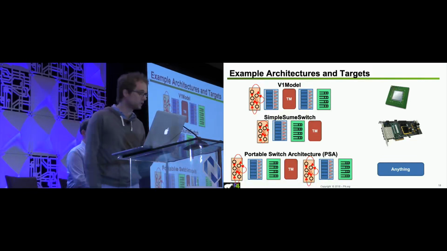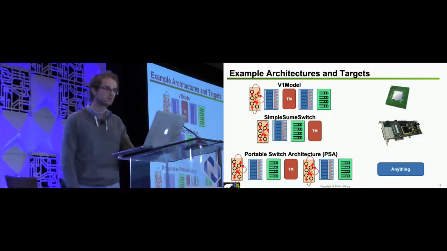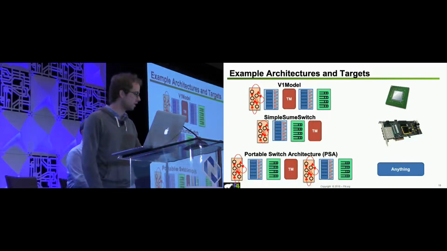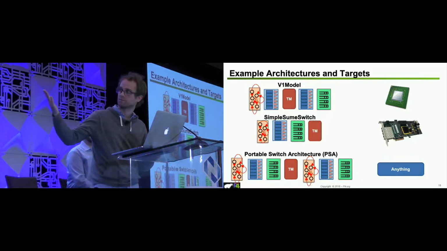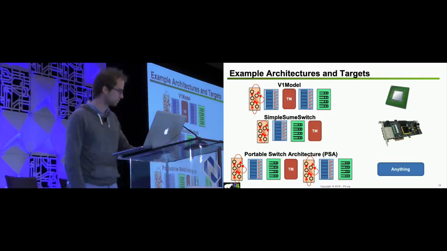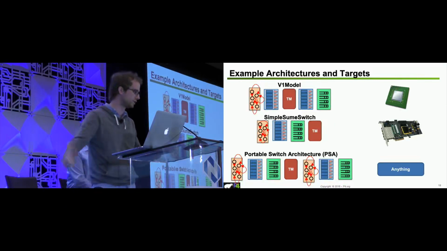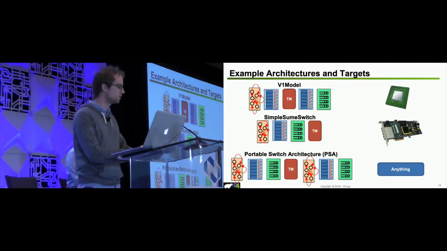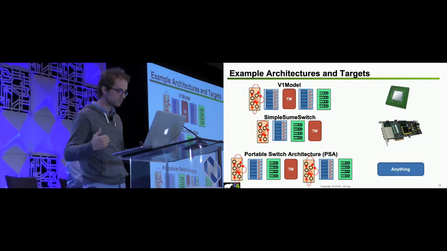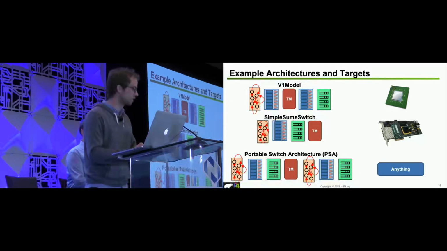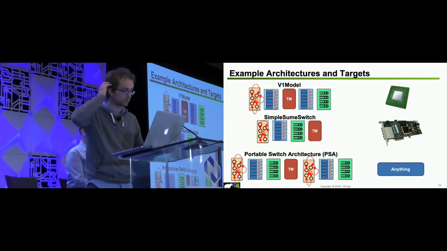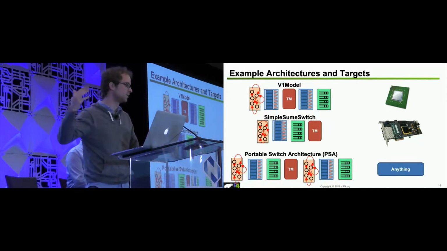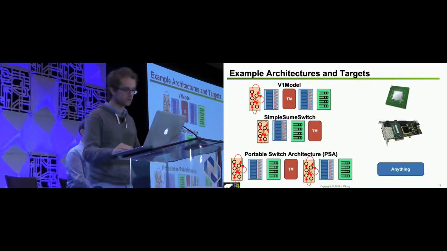The SimpleSumeSwitch architecture, which was developed by Xilinx for their programmable NICs, only includes one match action pipeline. So there is no egress match action pipeline. And finally, the portable switch architecture, which has been developed by the p4.org community as a kind of refinement of the V1 model architecture, includes a programmable parser, a match action pipeline, a deparser, then a traffic manager, and then the same thing again on egress.